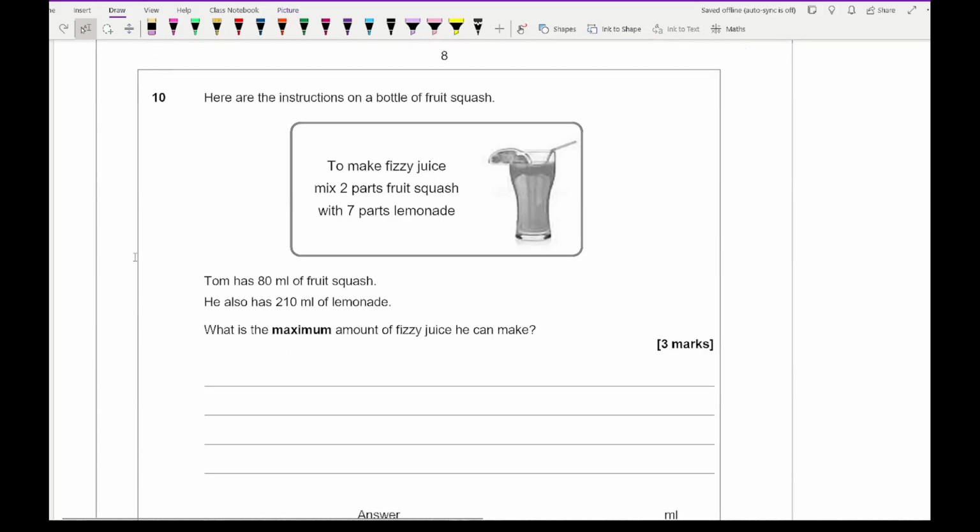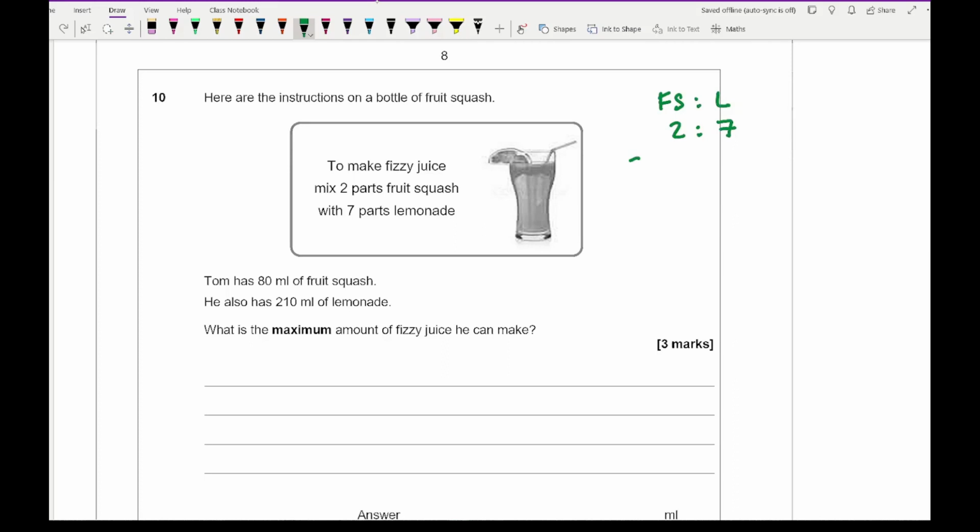For question 10, it says here are the instructions on a bottle of fruit squash. So to make fizzy juice, you need to mix 2 parts of the fruit squash with 7 parts of the lemonade. Tom has 80 milliliters of fruit squash and he also has 210 milliliters of lemonade. What is the maximum amount of fizzy juice he can make? So let's start off by writing the ratio. So we've got fruit squash and lemonade, and that's in the ratio of 2 to 7.